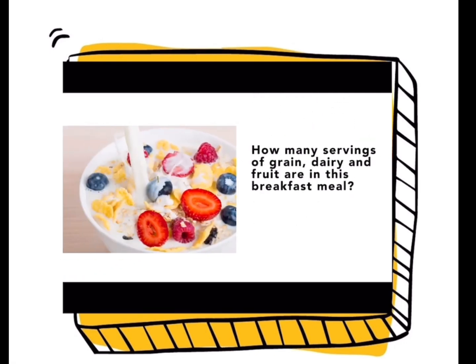Scenario number 5. How many servings of grain, dairy, and fruit are in this breakfast meal? This breakfast has 1 serving of whole grain cereal, 1 serving of fruit, and half a serving of dairy. Great, thank you for following along. We just went over these scenarios to help us determine the number of serving sizes we have in different meals.